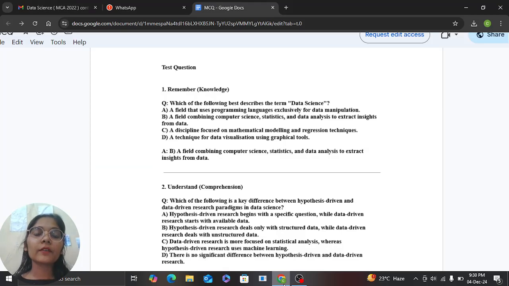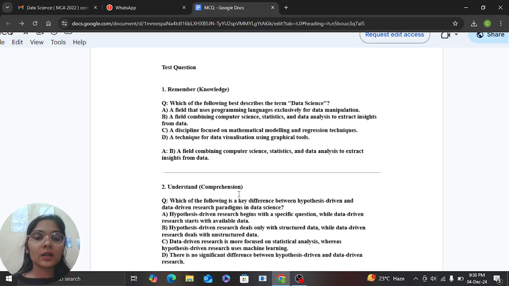In this lecture, we will cover some questions of our third test of data science. These questions are basically MCQ type questions. Now, starting with our first question, which of the following terms best describes data science? From among these terms, which of the following describes the term data science the most? The answer is a field combining computer science, statistics, and data analytics to extract insights from data.